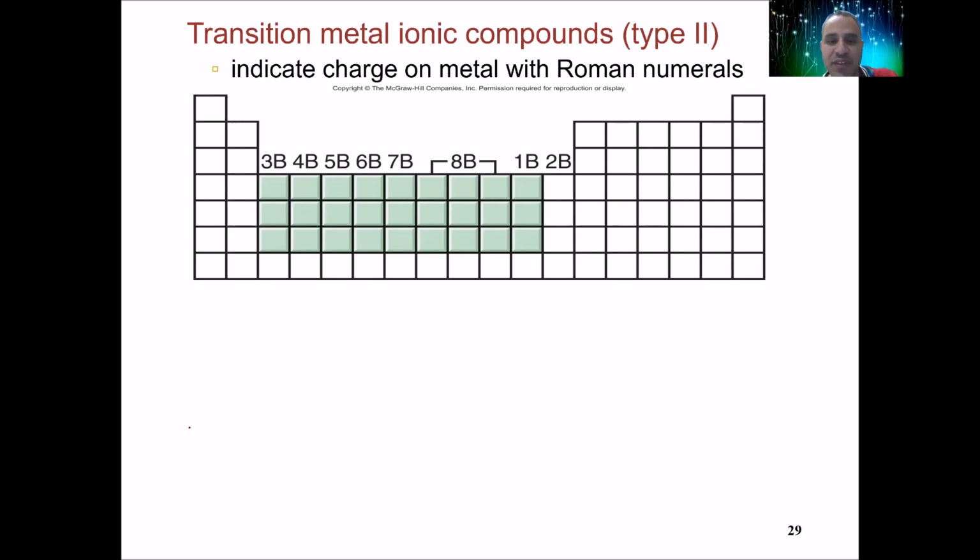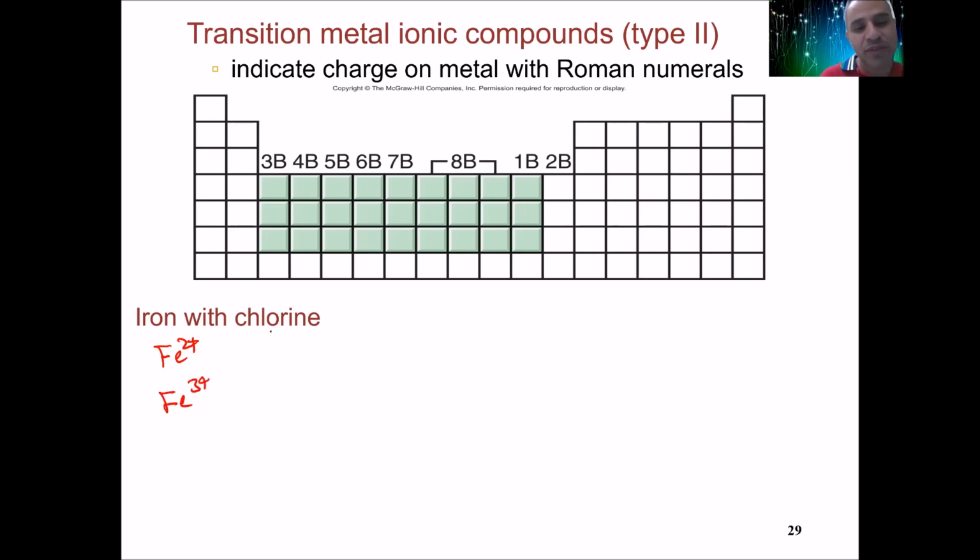And the difference in this case is that transition metals are known to have more than one possibility in terms of charge. If we have a combination of iron as a transition metal with chlorine as a nonmetal, we will have two possibilities for iron. Iron can form an iron 2 plus cation or an iron 3 plus cation.